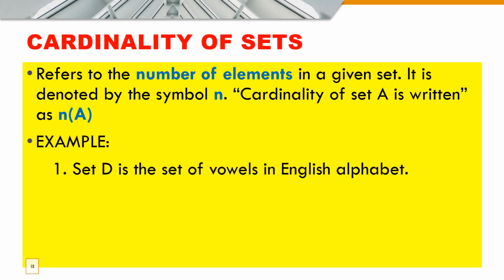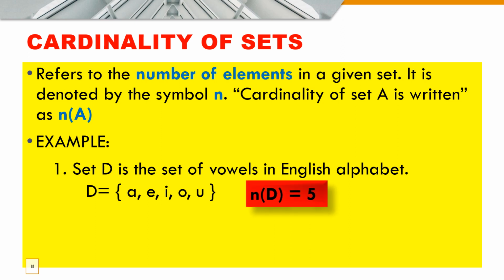Set D is the set of vowels in the English alphabet. Can you name the elements under this set? Right. So we have here A, E, I, O, U. And how many elements are there in the set? We have 1, 2, 3, 4, 5. So therefore, the cardinal number of set D is 5. Very good.